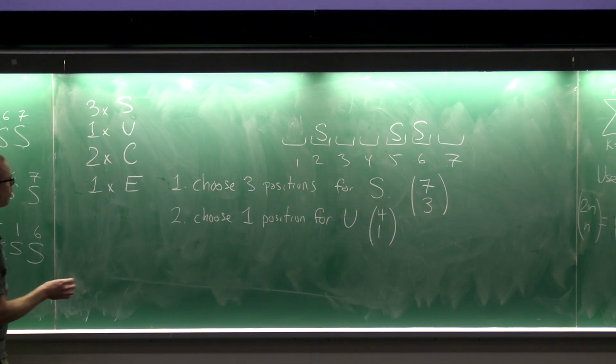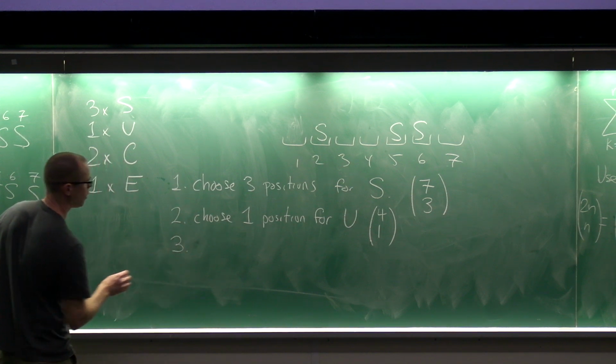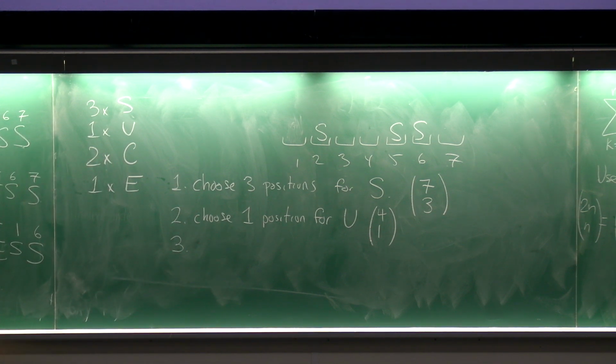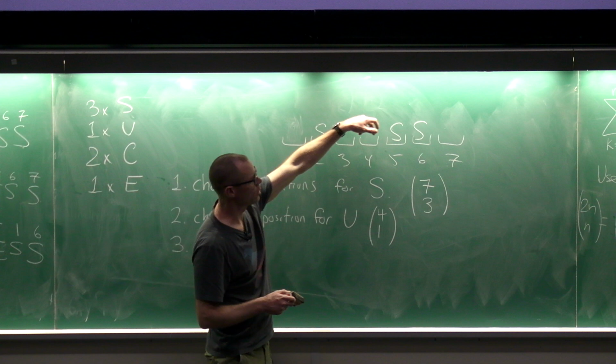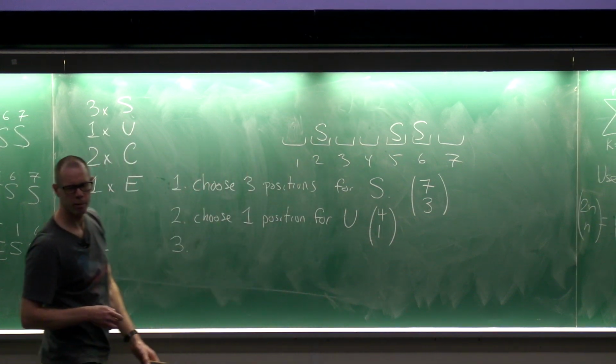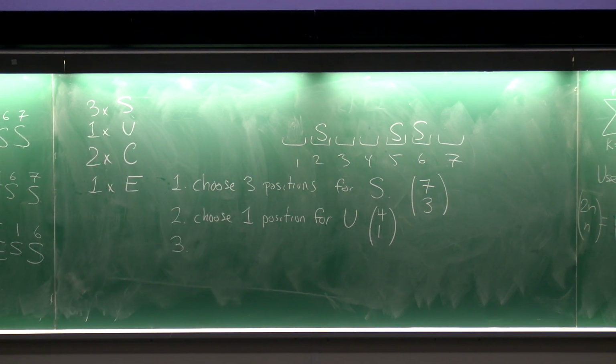All right, what do you think step 3 is? Wait, how's it 4 choose 1? 4 choose 1 just means pick 1 position from 4. Oh, okay, yeah, there are 4 positions left and you have to pick 1. Okay, that makes sense. So what's step 3 then? Yep.